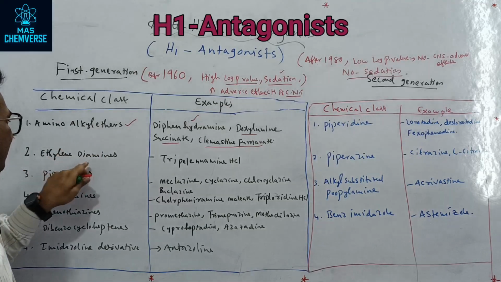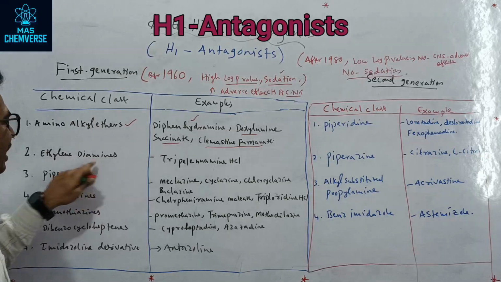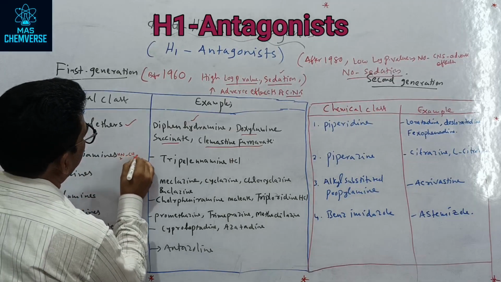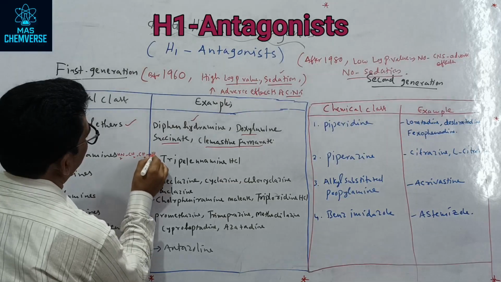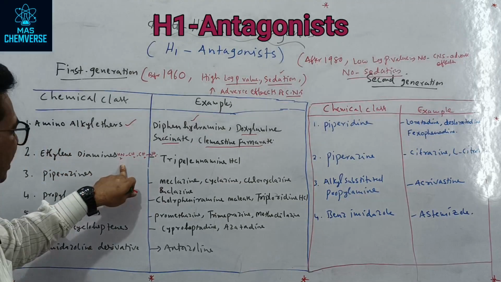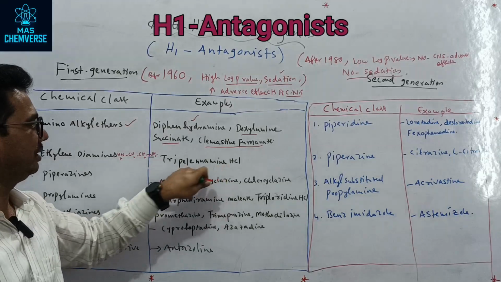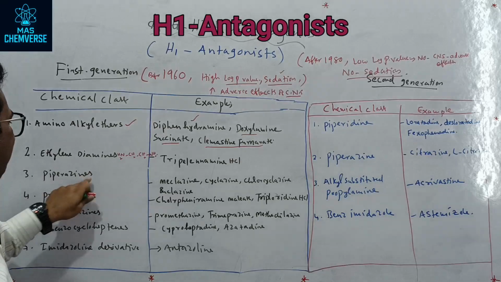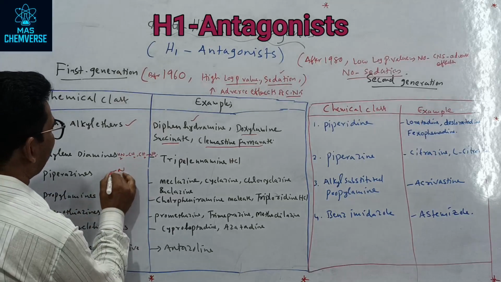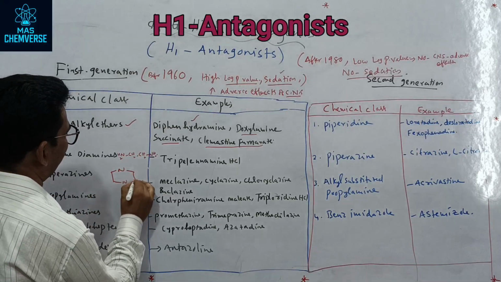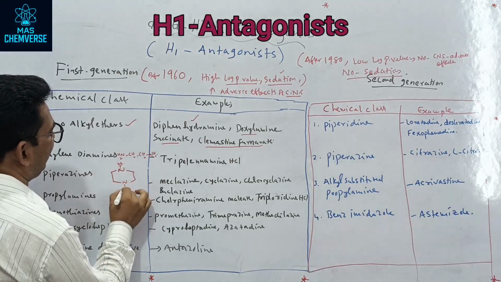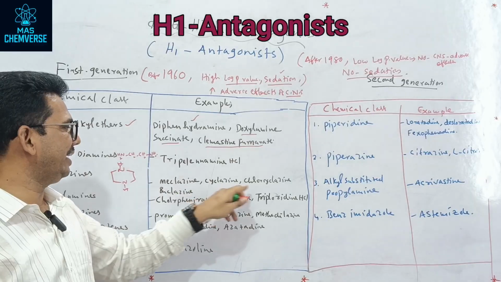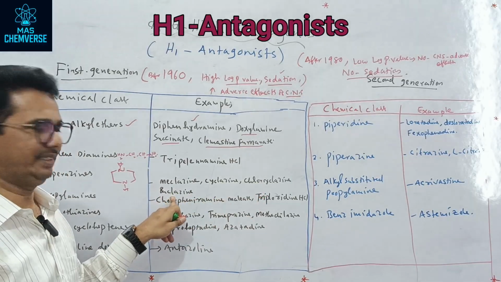Okay, next one is the ethylene diamines, meaning ethylene is attached to two amines like this, NH2, then CH2, CH2, NH2. This linkage will be there. That's why they are called the tripelennamine. Best example is tripelennamine hydrochloride. Next, piperazine. Piperazine means they have this piperazine structure. They are the piperazine derivatives like meclizine, cyclizine, chlorcyclizine and buclizine.